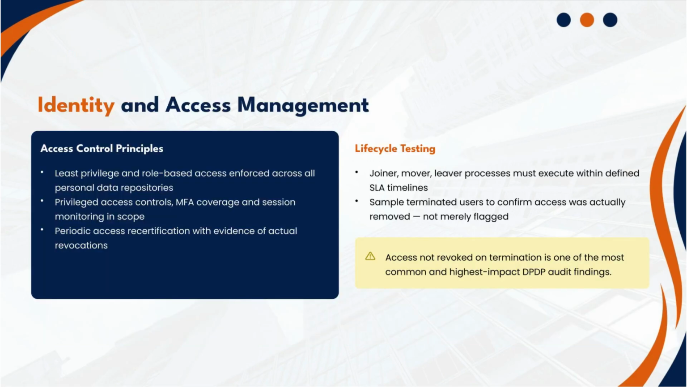So now let us get specific. And I want to start with the control that fails more often than any other. Access. Here is the reason. Access is granted constantly and revoked almost never. Every joiner gets access, every mover accumulates it, and every leaver, in theory, loses it. In theory. Let me show you my favorite test. It takes 1 hour and it works every single time.